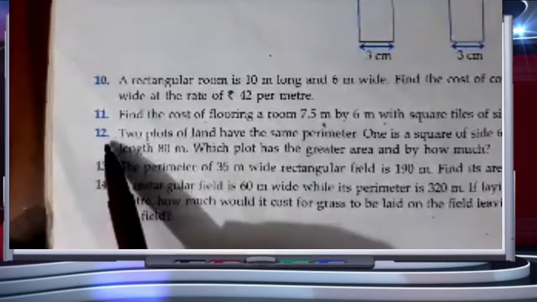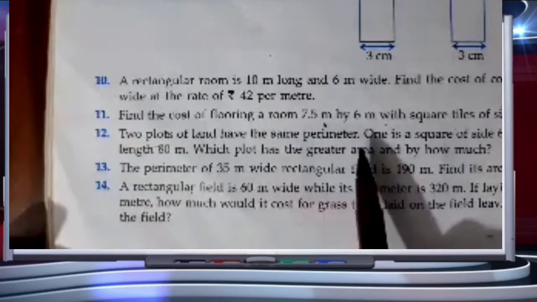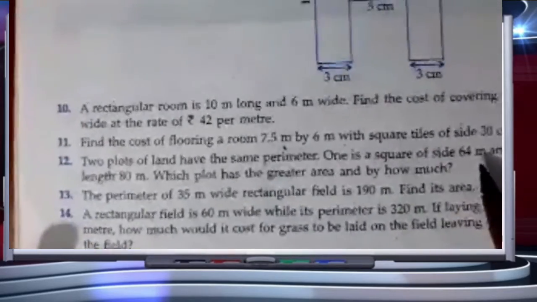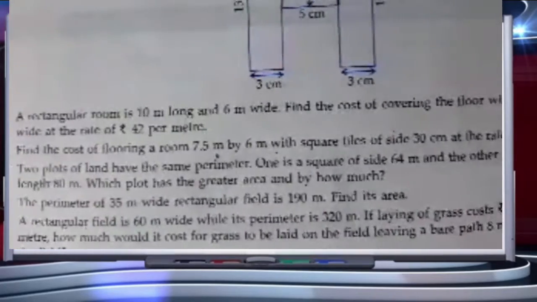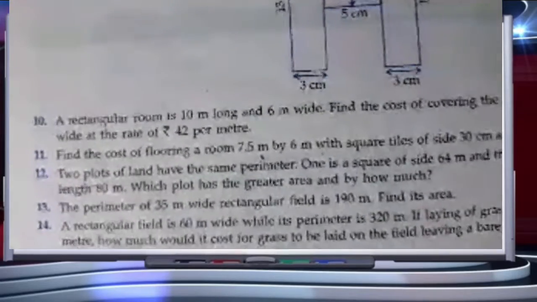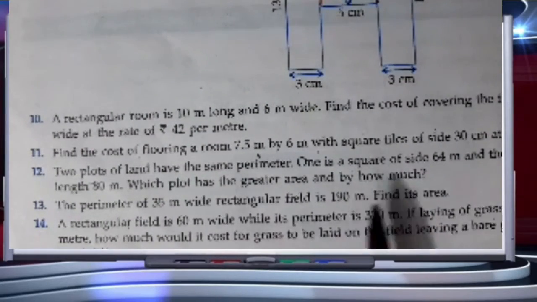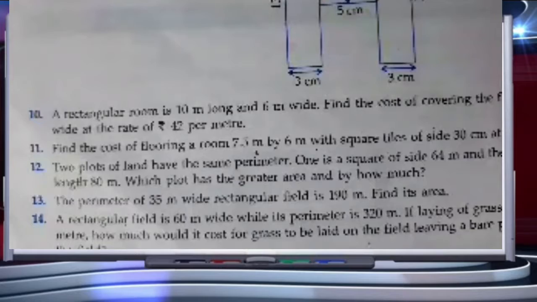Now come to question number 12. Two plots of land have same perimeter. One is square of side 64 meter and other is rectangle with length 80 meters. Which plot has the greater area by how much? See, here we are given with the two plots. One is square and the another is rectangle. And the perimeter of both are same. See, this is a square plot and this is a rectangular plot.